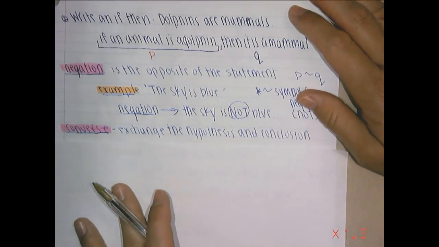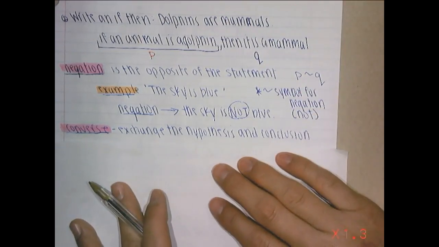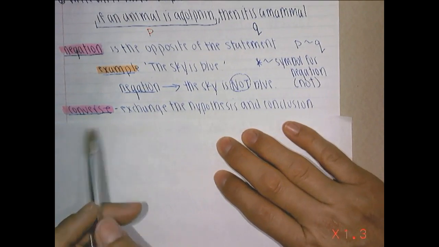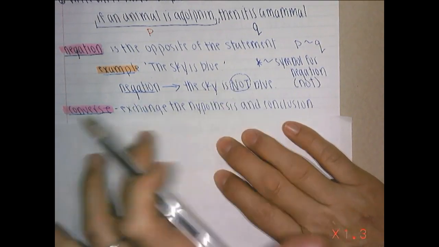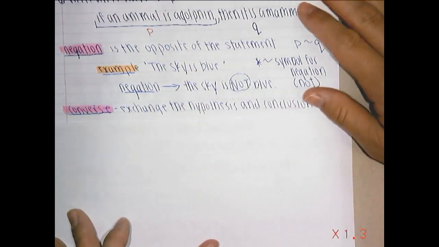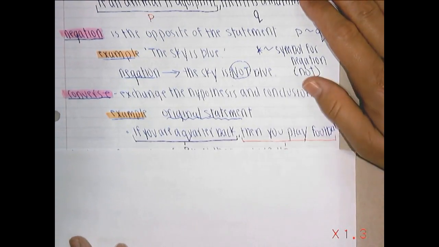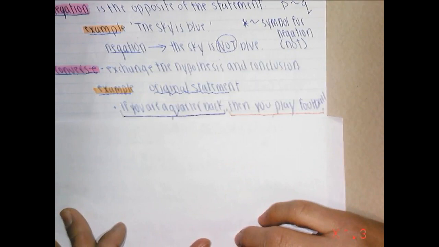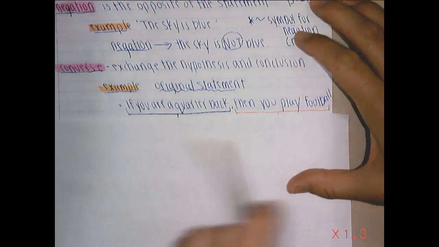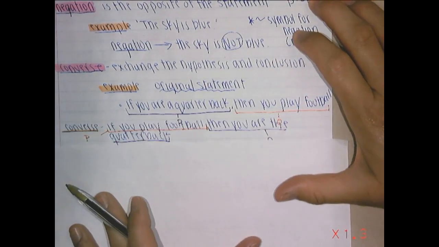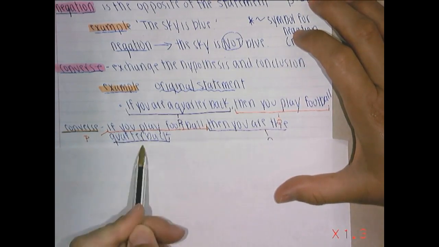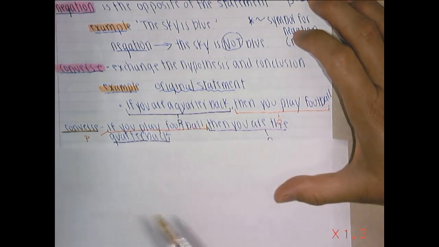Now we have the converse. I always like to think of converse as a shoe, and another shoe is a flip-flop. So what you're going to do is exchange the hypothesis and the conclusion. You're going to flip-flop them. Here's your original statement: if you are a quarterback, then you play football. We're going to do the converse. It's really just this simple: if you play football, then you are the quarterback. You're just flipping your statement backwards.